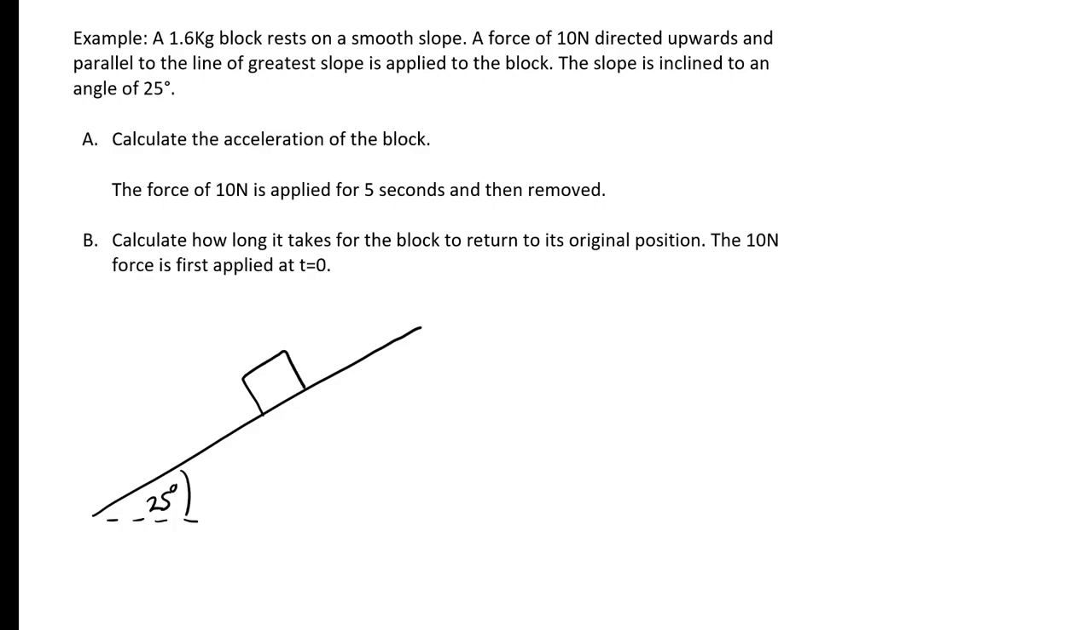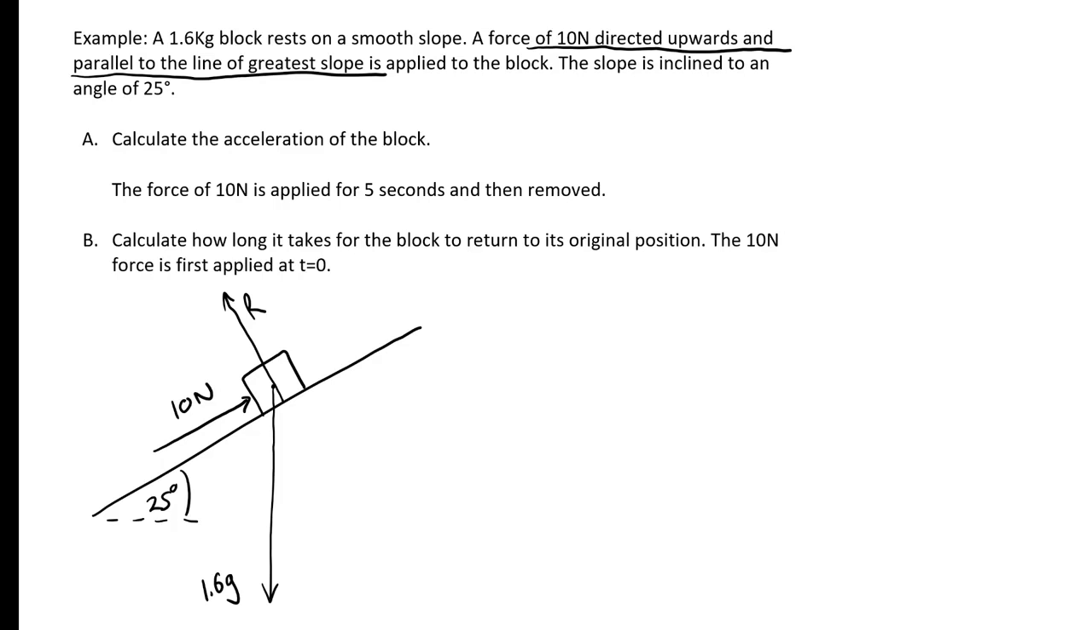Place the block on the slope. The block has a mass of 1.6 kilograms, so it has a weight of 1.6 g. It sits on a surface, so there's a reaction force R, and in addition to these two forces there's our 10 Newton force, which is directed upwards and parallel to the line of greatest slope, meaning that it's applied like that, in the same direction as the slope itself.